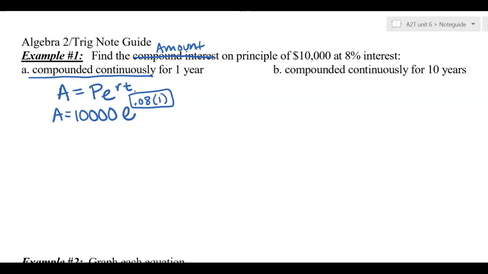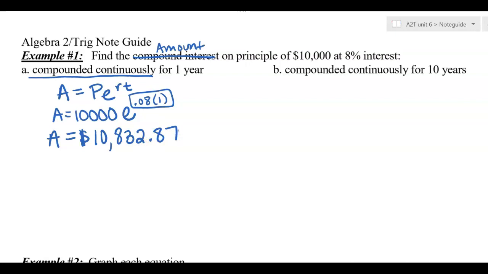And when you guys do that, again, just be careful. I mean, with 1, it's not a big deal, but with numbers other than 1 year, you'd want to make sure that doesn't end up multiplying the whole equation, but just ends up multiplying in the exponent. And you guys should get an amount of $10,832.87.